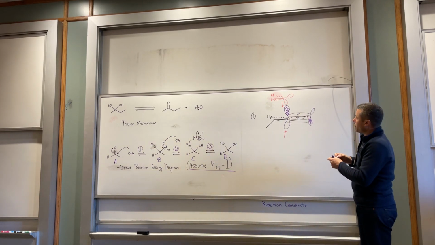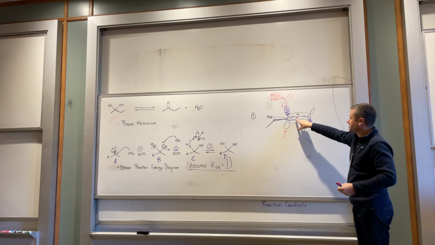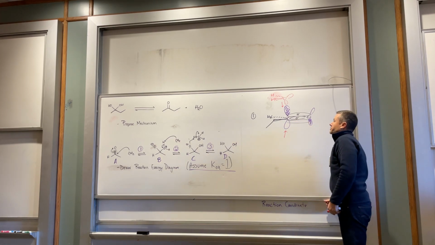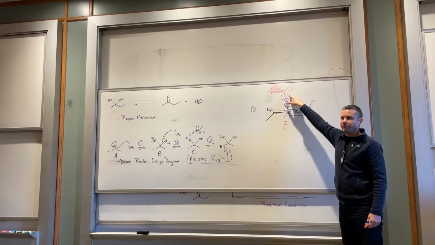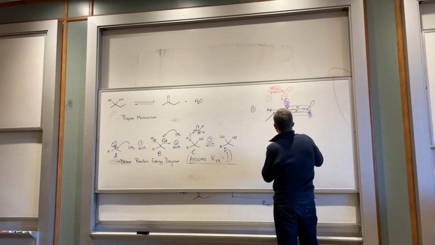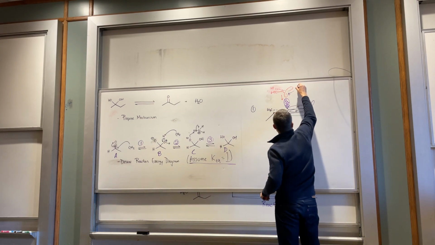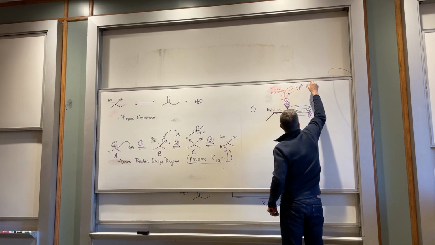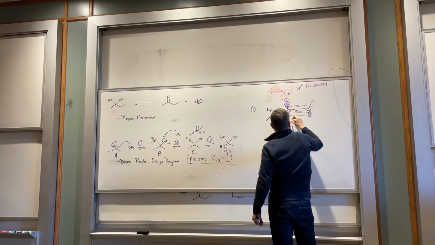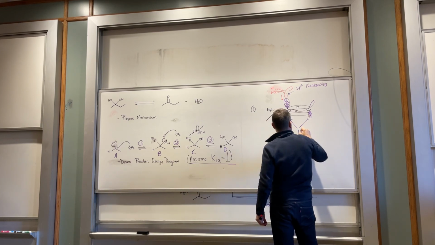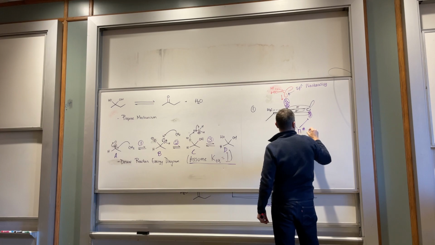Right, for step 1, as that water approaches the ketone, the orbitals that have to overlap are going to be the filled non-bonding orbital on oxygen, right? So this is going to be sp2 non-bonding, and that has to overlap with the pi star orbital of the carbonyl.